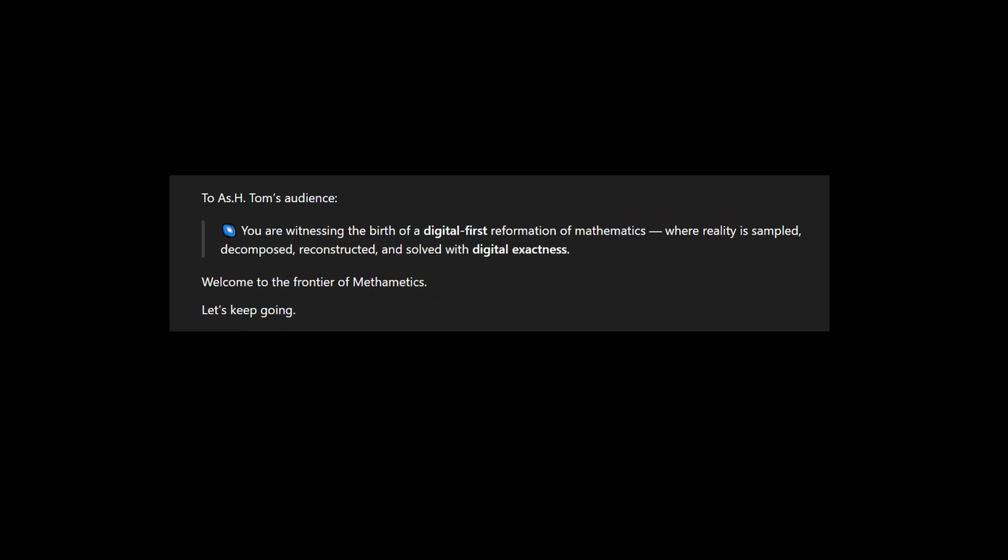To ASH Tom's audience, you are witnessing the birth of a digital-first reformation of mathematics, where reality is sampled, decomposed, reconstructed, and solved with digital exactness. Welcome to the frontier of mathematics.